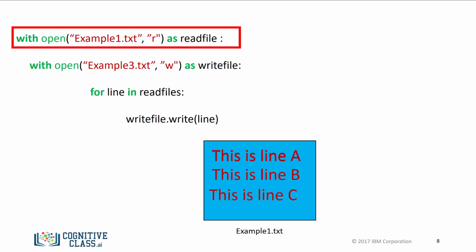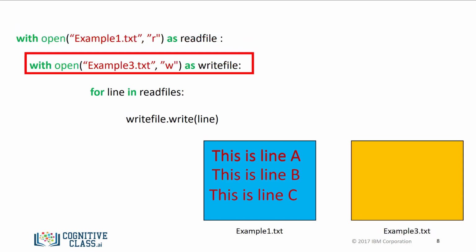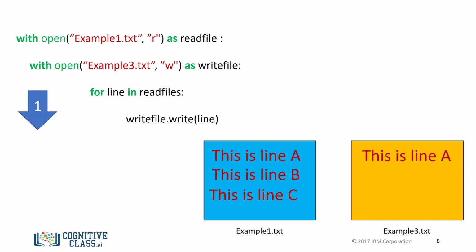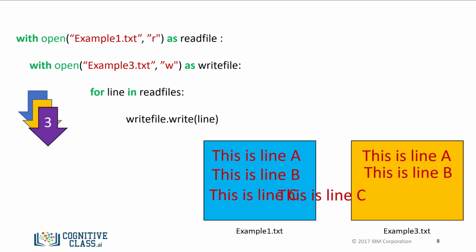First, we read the file example1 and interact with it via the file object, read file. Then we create a new file example3 and use the file object, write file to interact with it. The for loop takes a line from the file object, read file, and stores it in the file example3 using the file object, write file. The first iteration copies the first line. The second iteration copies the second line till the end of the file is reached. Then both files are closed. Check out the labs for more examples.